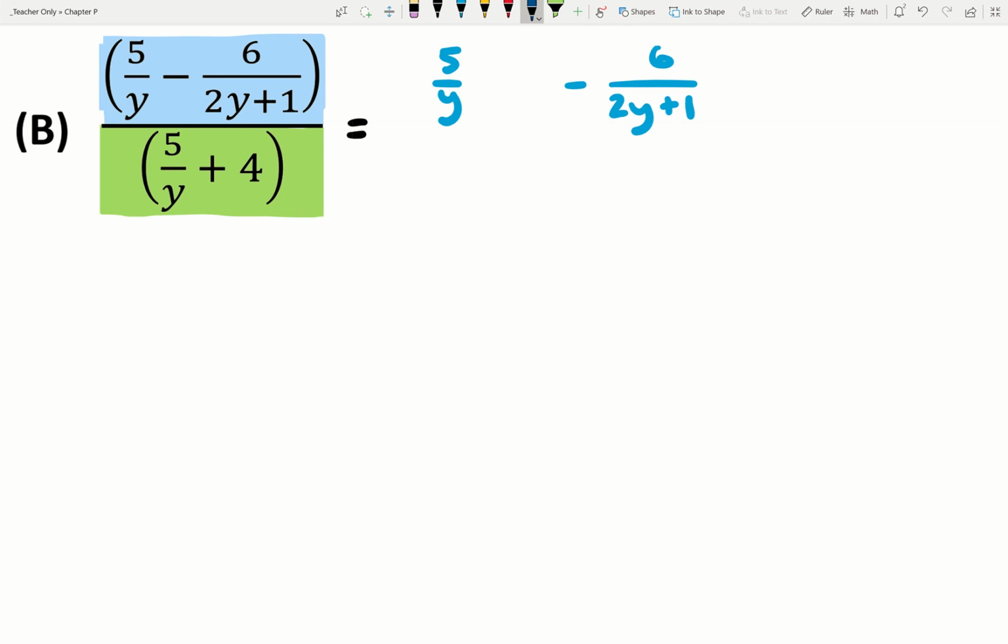I believe that was P.5 day 2. What I'm going to do is start to get a common denominator now, which means I'm going to need to introduce some terms to these denominators to get them to match up.